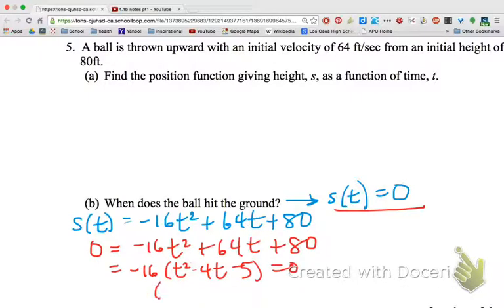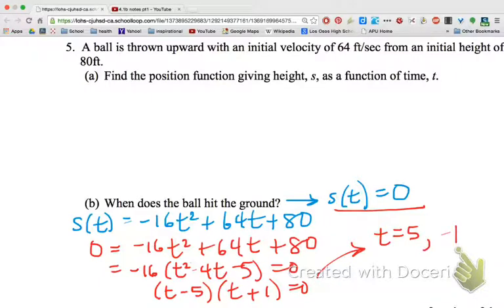And so then when I factor, I get t is 5 and -1. And of course, I can't hit the ground at -1 time. So I get t equals 5 seconds. That's a review question. I would trust that you have no problems answering that question as of now.